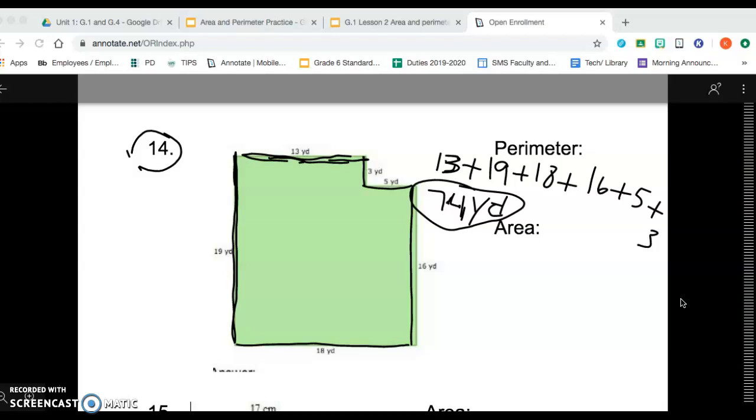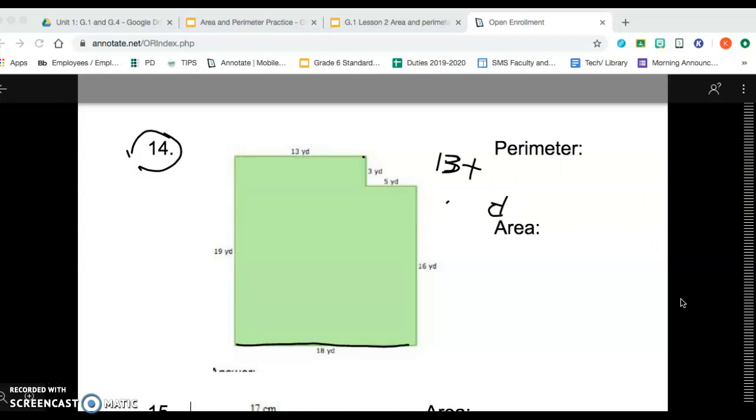And I'm about to erase it so we can do area. So if you need to pause the video, go ahead. Okay, now we're going to do area.